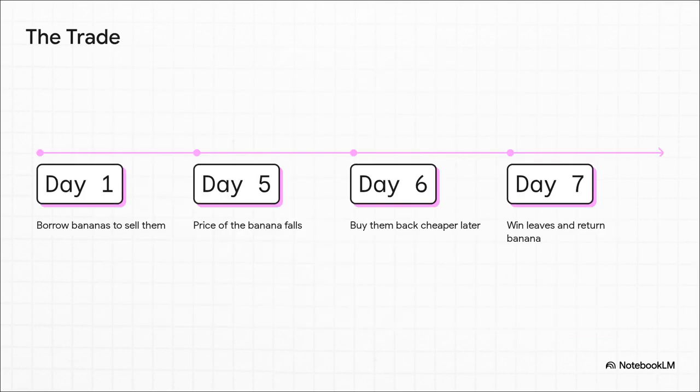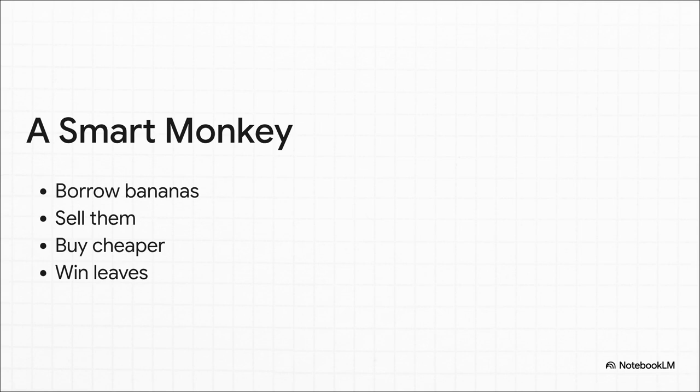Let's look at the life cycle of this whole trade. On day 1, he borrows and sells high. Then he waits for the crash, which hits around day 5. By day 6, he executes the buyback at the brand new low price. Finally, when he returns that borrowed banana to his friend on day 7, the friend is made totally whole, the debt is settled, and the monkey, well, he's left holding all the extra leaves. Pure profit.